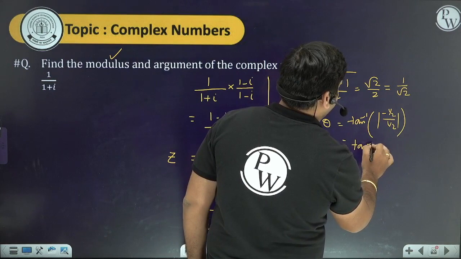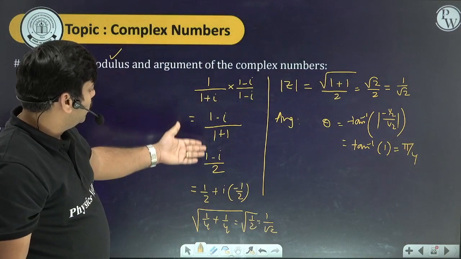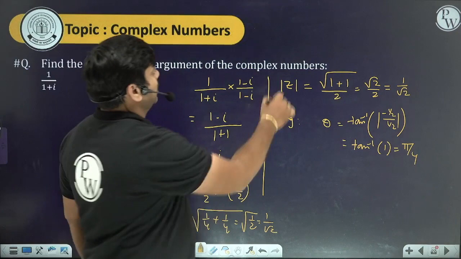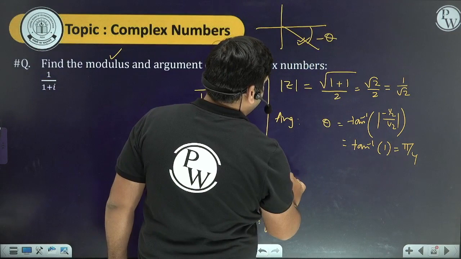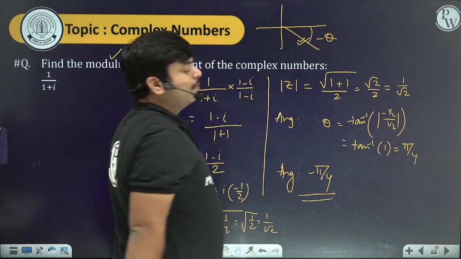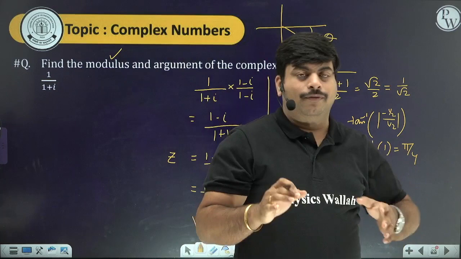So see, where is this point? What is the point? 1 by 2 plus i times minus 1 by 2. Positive, negative will lie in the fourth quadrant. So in the fourth quadrant, argument will be minus theta, that is minus pi by 4. Right, people? Are you all understanding this? We don't consider from 0 to 360. We consider from minus pi to pi.